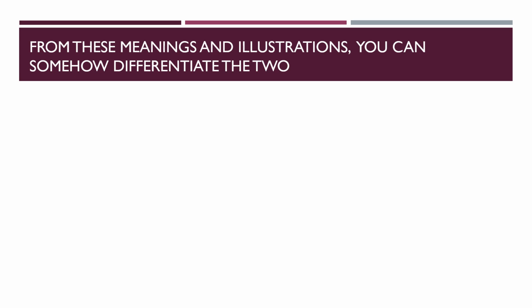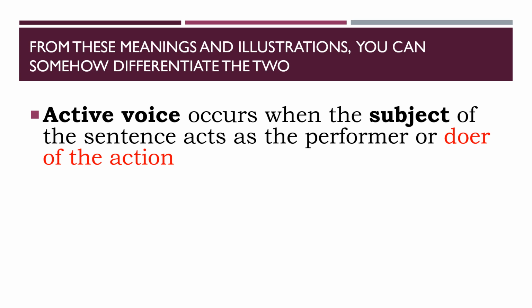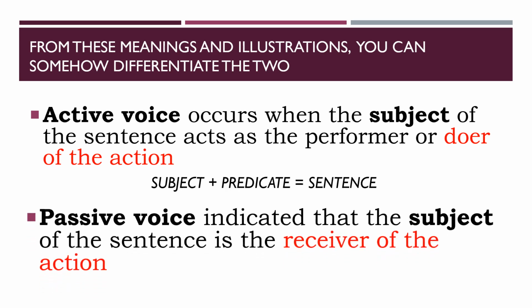From these meanings and illustrations, you can somehow differentiate the two. Active voice occurs when the subject of the sentence acts as the performer or doer of the action. So let's review. Subject or simuno plus predicate panag-uri equals a complete sentence. So balikan natin. Kapag ang simuno daw ang gumaganap ng kilos, ito'y tinatawag na active voice. Passive voice indicated that the subject of the sentence is the receiver of the action. So, ibig sabihin, ang subject or simuno naman ay nagiging tagatanggap ng kilos.